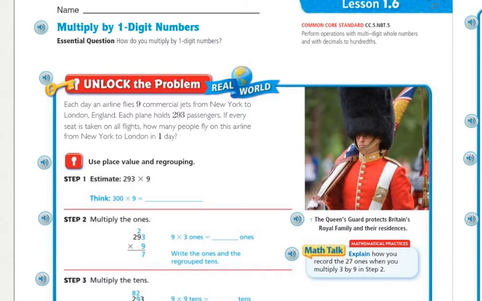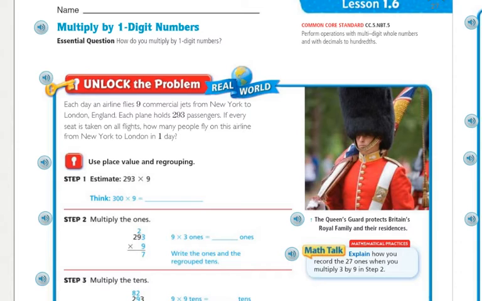Step 1 says to estimate 293 times 9. Well, if you think about 293, it's really close to 300, and times 9. Well, I know that 9 times 3 is 27, and then I have my two place values, so that would be 2,700. So my answer should be somewhere around 2,700.